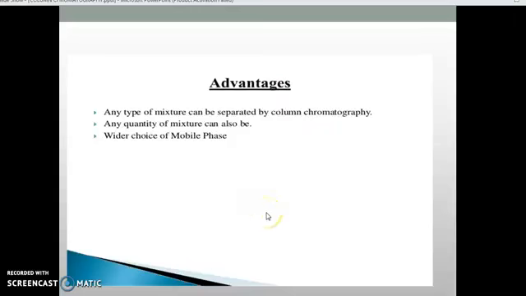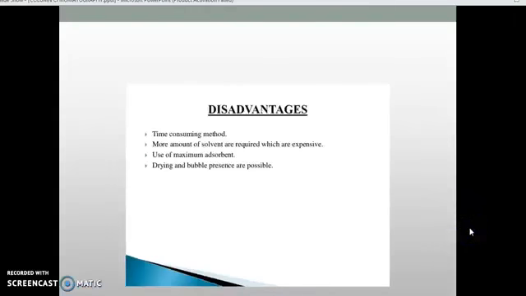What advantages does column chromatography have? Any type of mixture can be separated by column chromatography, in any quantity, on the basis of color and consistency, as they are separated one by one through adsorption on the stationary phase. And there is also a choice of mobile phase. We can try the mobile phase in different combinations and arrangements.